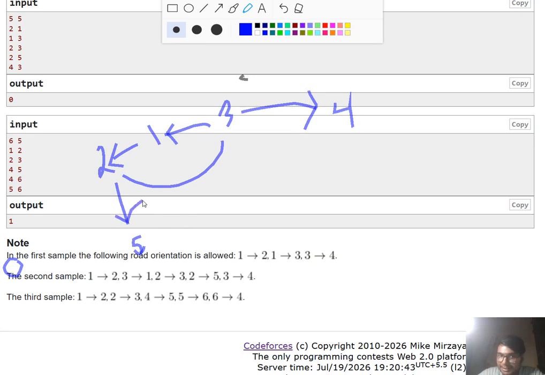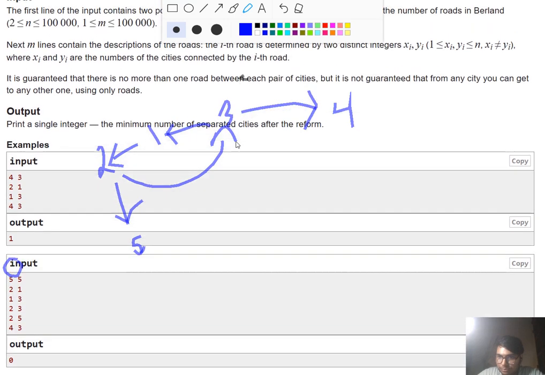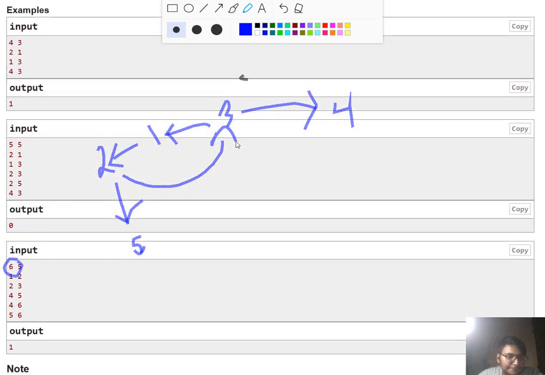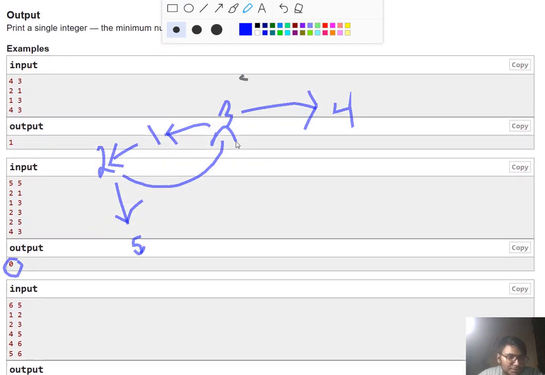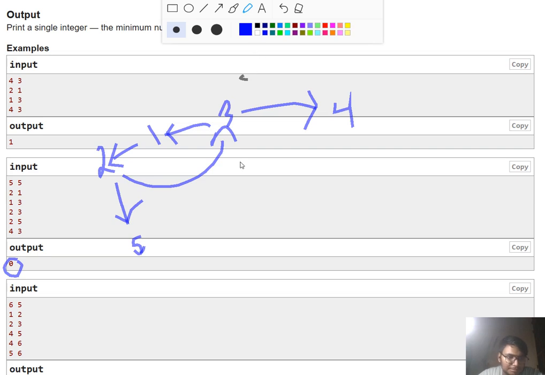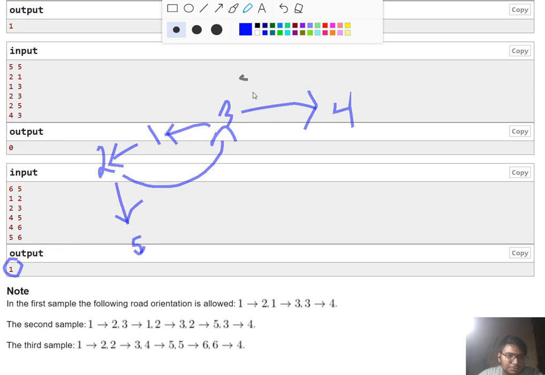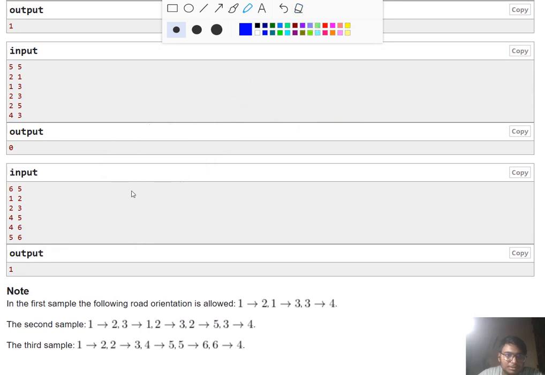Five should have the in degree, and three should also have the in degree. Cool. So this is also what we get from this. We also have another example for this particular problem. So the answer is like five for this.